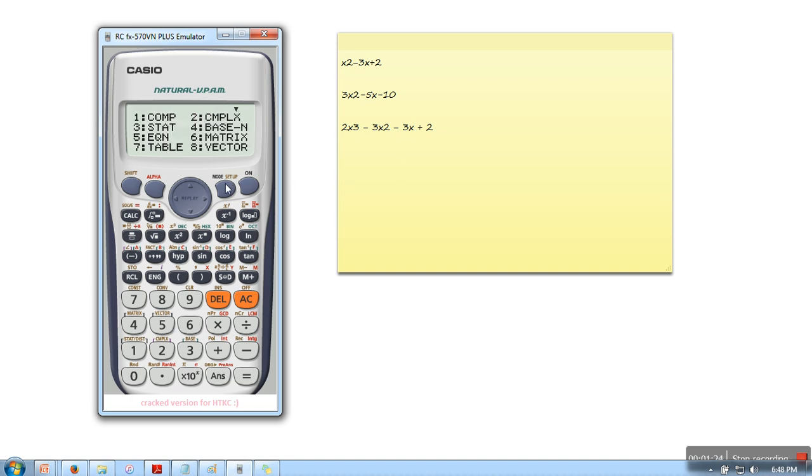So again, we will go to mode, we will go to equation, and here we will pick 4th. As you can see, this is the cubic polynomial. So now we will supply value of a, which is 2, equal, value of b. So value of b is minus 3 and value of c minus 3 again and value of d is 2. Now press equal sign. So first value of x is minus 1, second 2 and third 1 by 2.